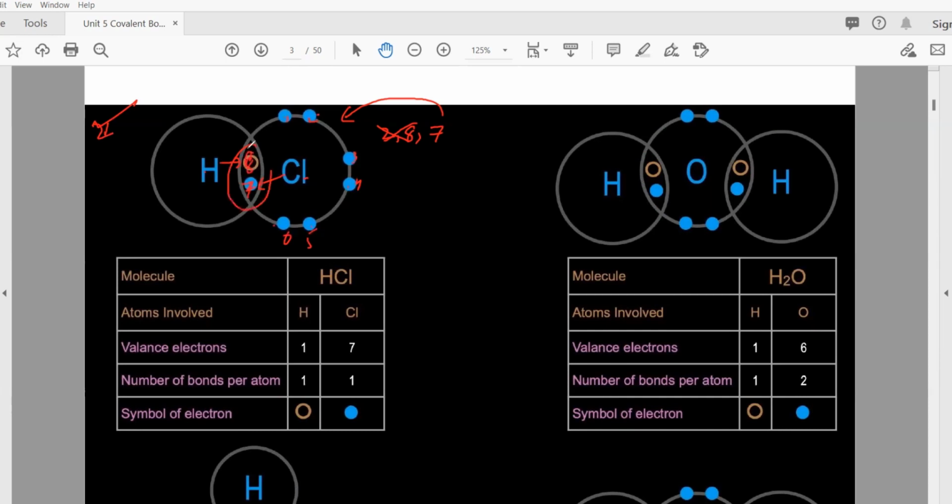So this pair is known as a shared pair of electrons. Now hydrogen and chlorine are sharing one electron, and after sharing one electron, their last shell is complete. This type of bonding is known as covalent bonding, but since they shared one, it is known as single covalent bonding.